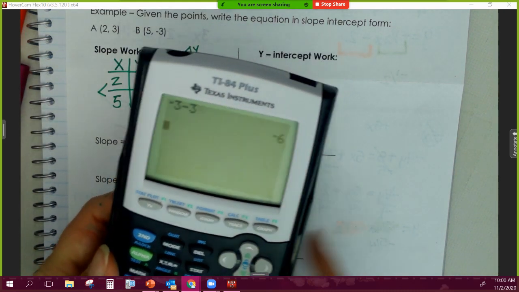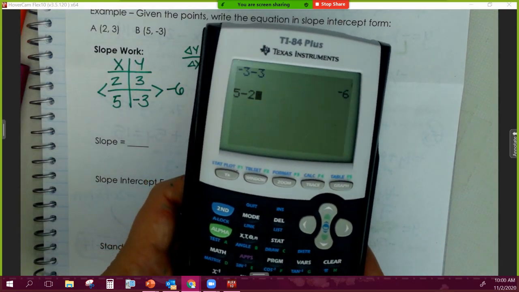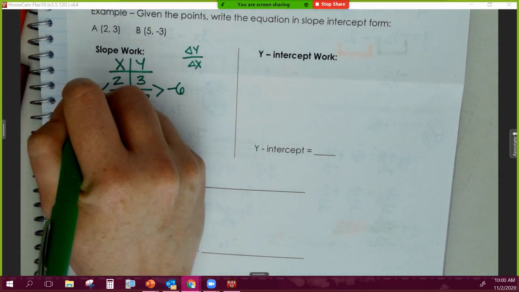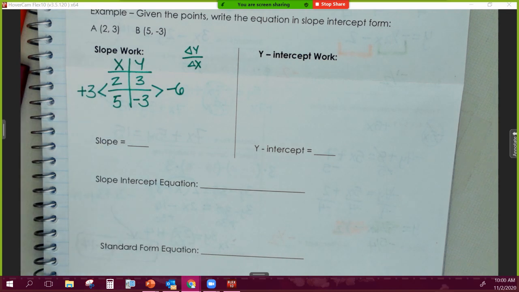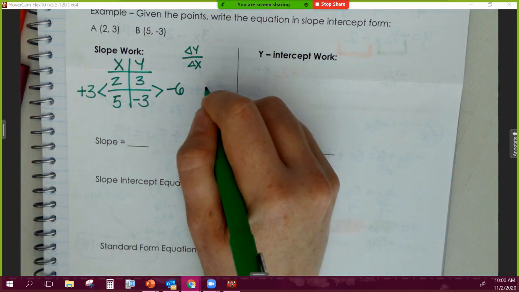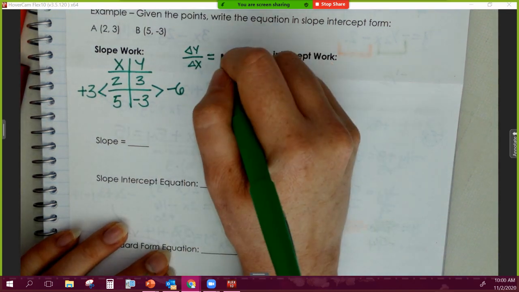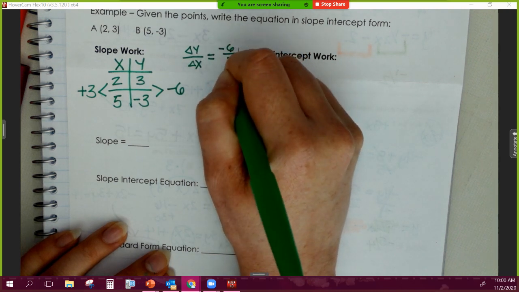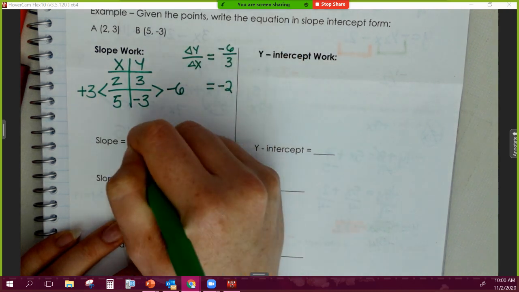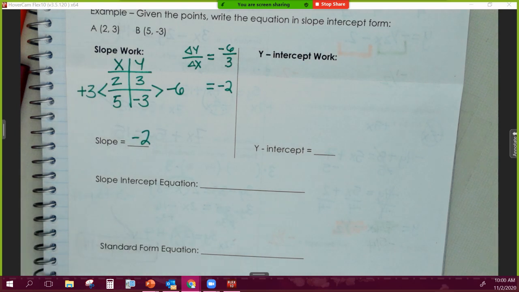Negative 3 minus 3 gives you negative 6. 5 minus 2 gives you 3. Okay, so that's the change. So change in y over change in x is negative 6 over 3, which is just negative 2. So that's my slope.